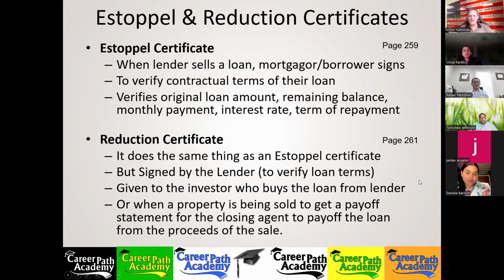Okay, but I'm going to keep things simple. We're diving too much into details and focusing too much on details here. I like to keep it simple. What is an estoppel certificate? It's a document where the borrower confirms all their loan terms. And a reduction certificate is a document that the lender signs confirming the same.